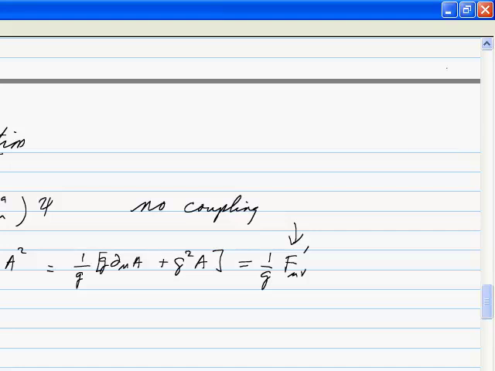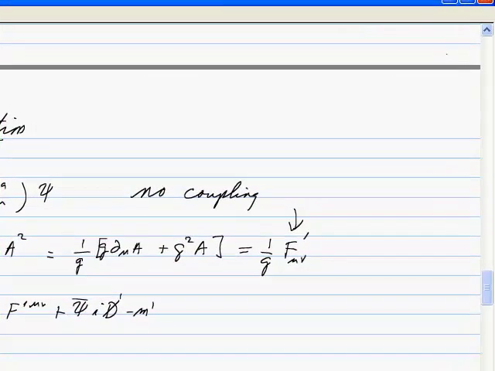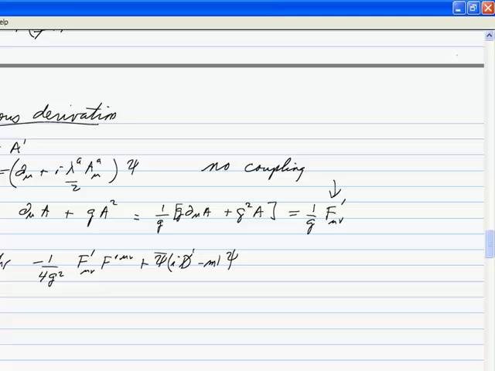Okay? So this tells us that if I write the action, it turns into the integral d4x of minus 1 over 4 G squared F prime mu nu F prime mu nu plus psi bar (i D slash prime minus m) psi. And the only place the coupling constant appears is right there. So the rest of the theory has no coupling constant at all. Okay, fair enough?